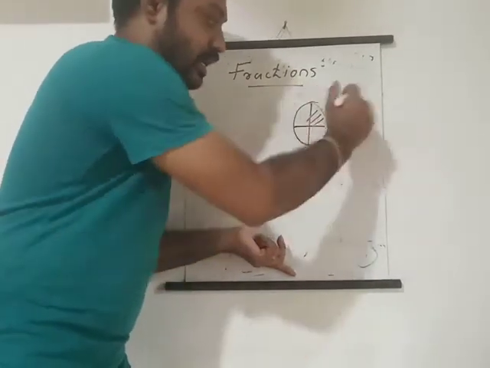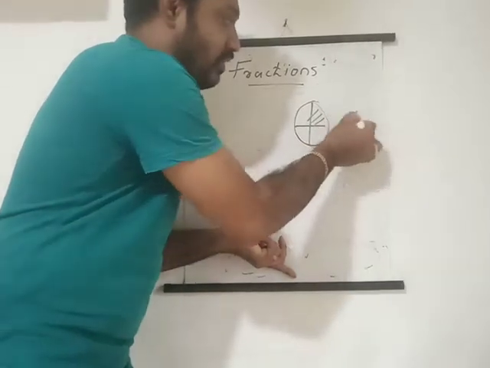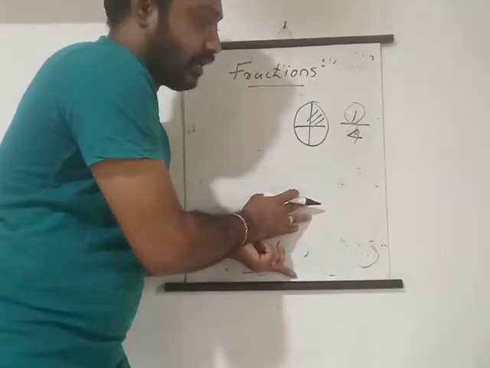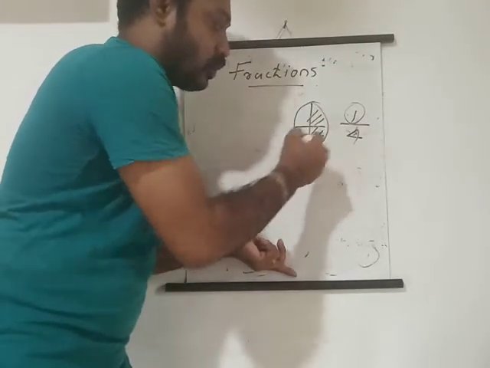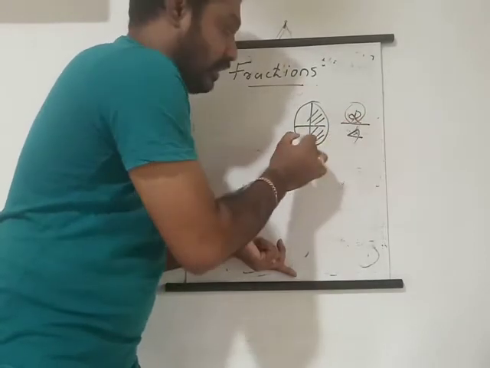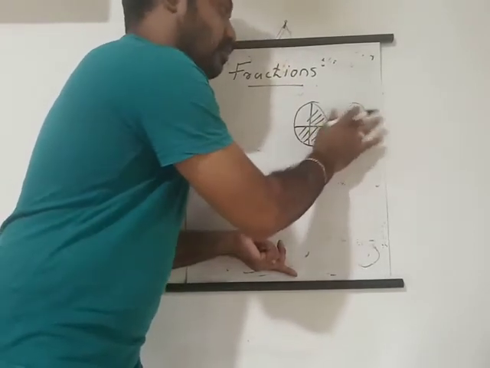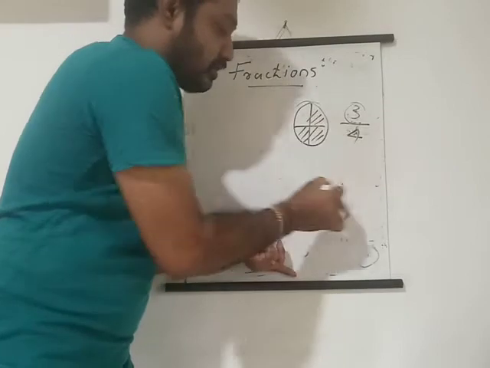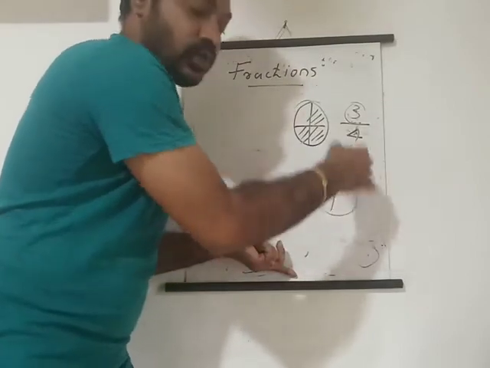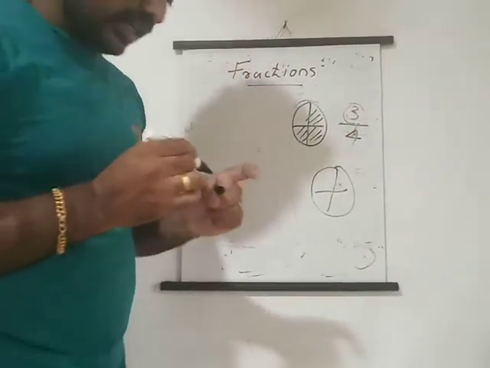Understand? I divided it into 4 parts. Among this one, I shaded one. Okay, so 1 by 4. If I shade 2 here, it means 2 by 4. 3 shaded means 3 by 4. Isn't it? So a part of a whole. This is the whole, and a part of the whole is called a fraction.